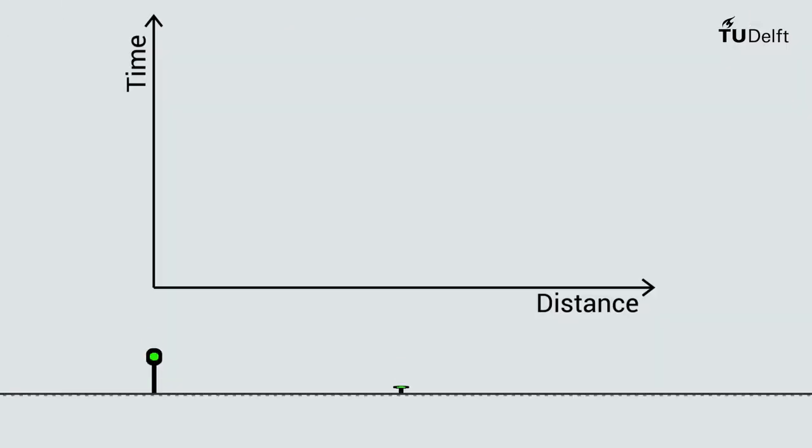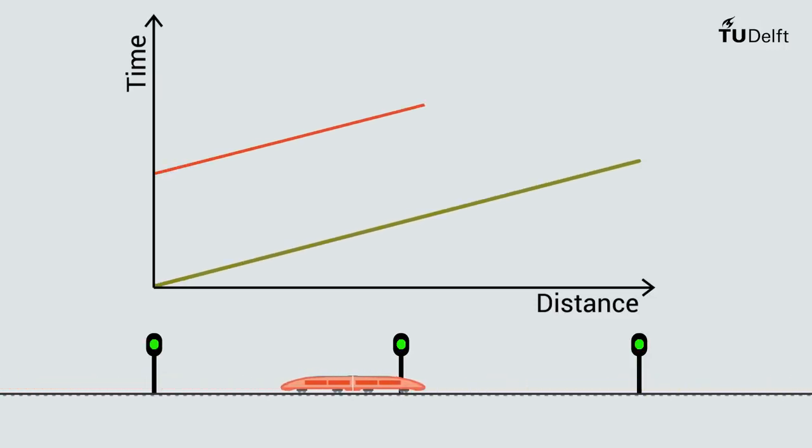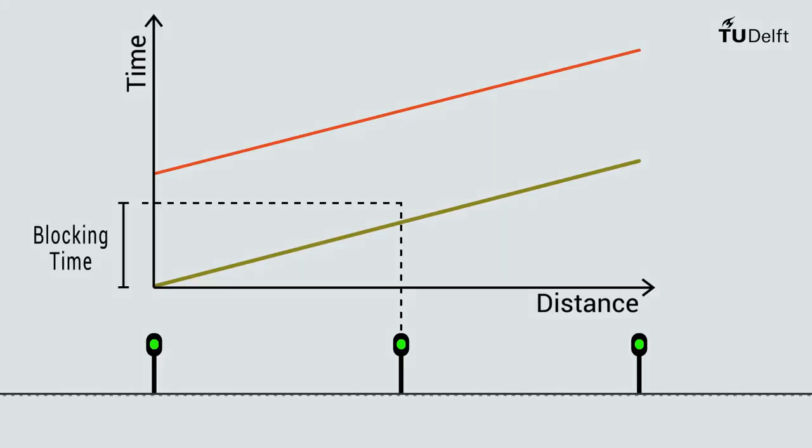To solve this, signals are used to indicate safe or no passage. A basic signaling operation is called the fixed block control system. As long as a train occupies a block, no other train is allowed to enter that particular block. This ensures a safe distance between trains. The time interval in which a section of track is used by a train and therefore blocked for other trains is called the blocking time.